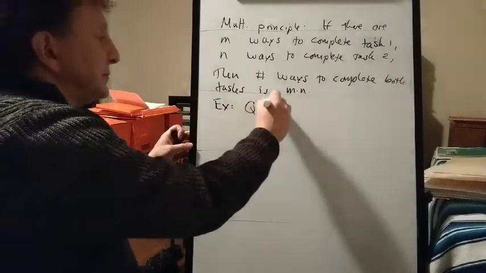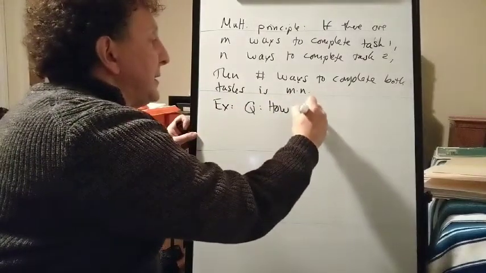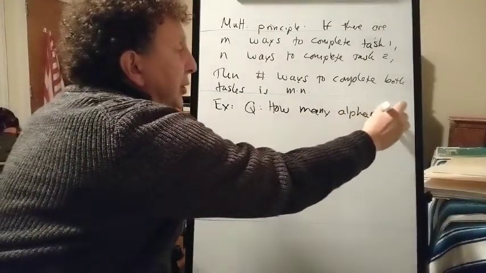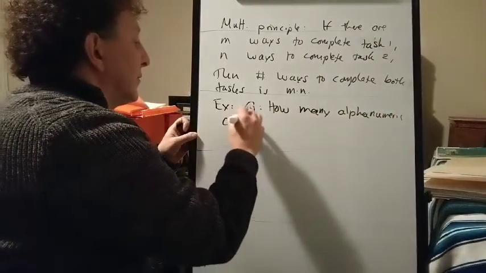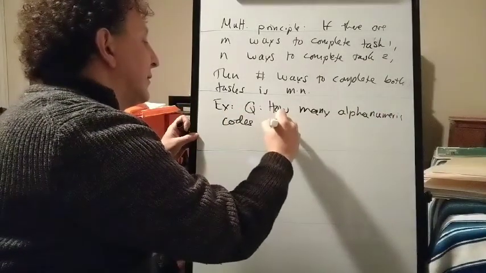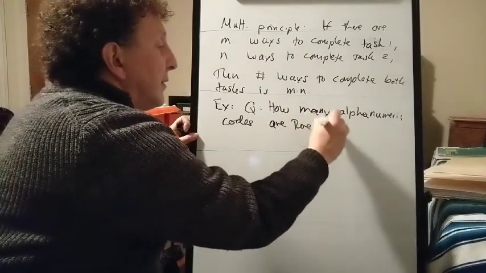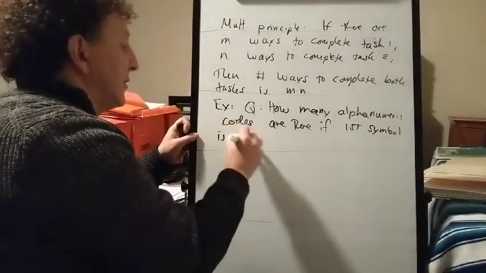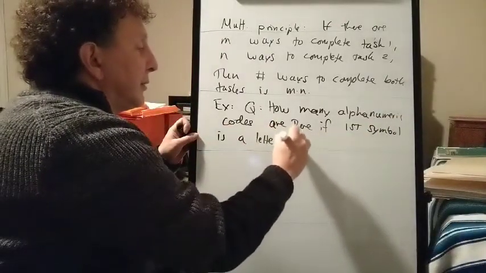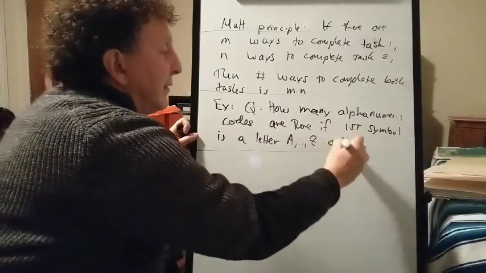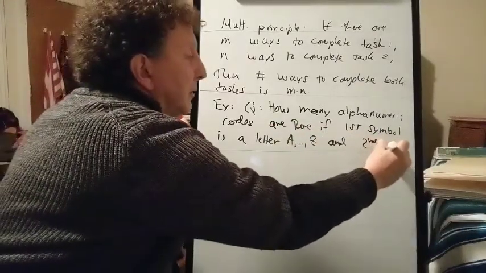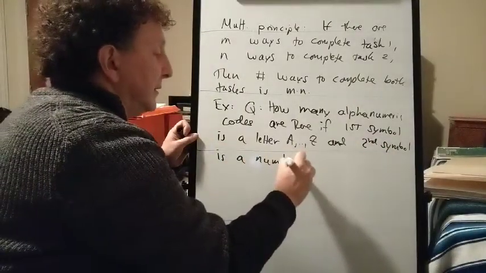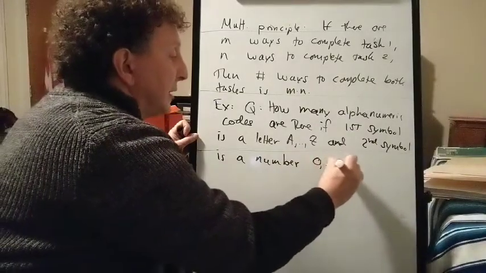So for example, let's ask how many alphanumeric codes are there? If the first symbol is a letter somewhere between A and Z, and the second symbol is a number 0 through 9.